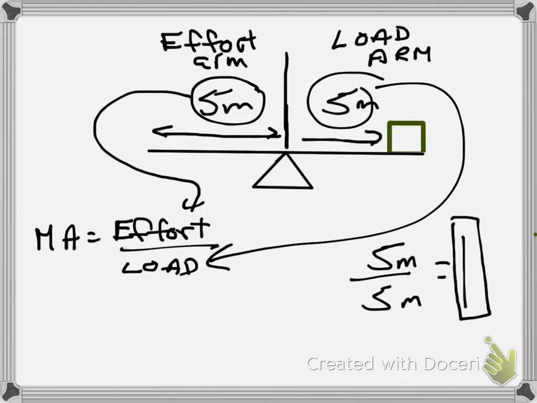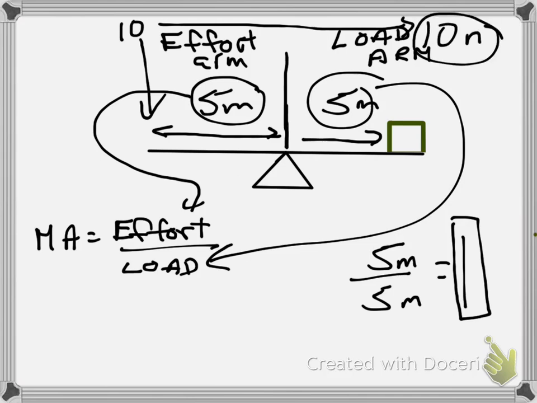So let's think about that for a second. That means the machine is doing 100% of the work that we're putting into it. Now that sounds like the machine's doing everything, but in this case it's not the case. So what if we exerted 10 newtons on this side? We're inputting 10 newtons. That means that the load arm is outputting 10 newtons, so it's 100% of what you're putting in. You put in 10, the machine outputs 10.